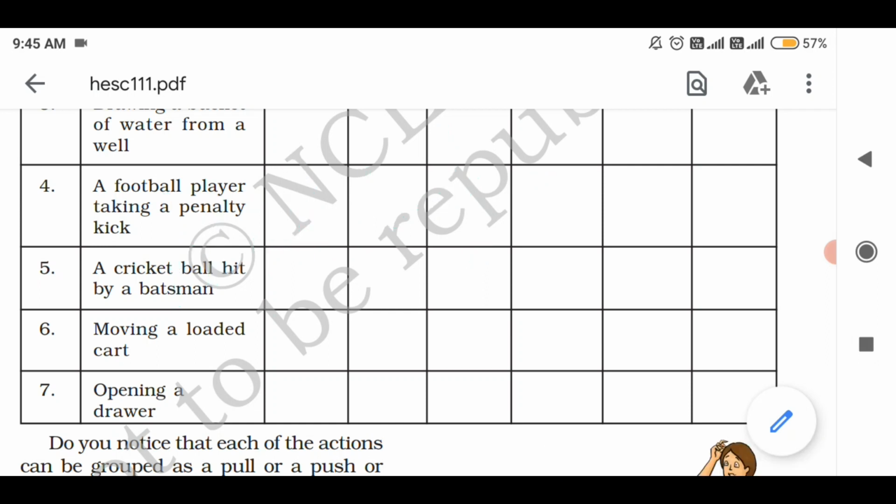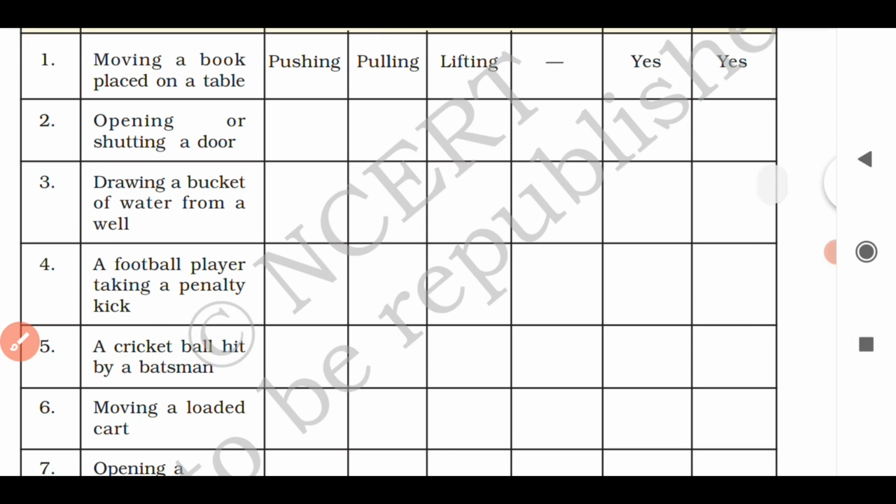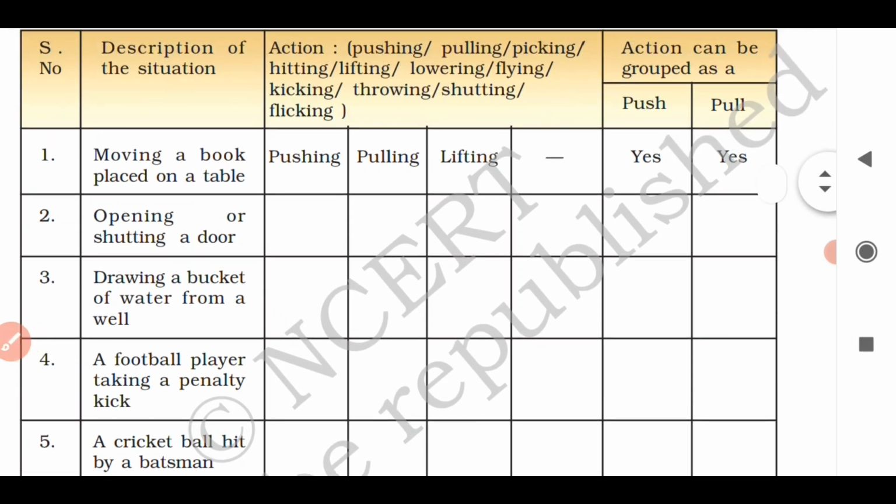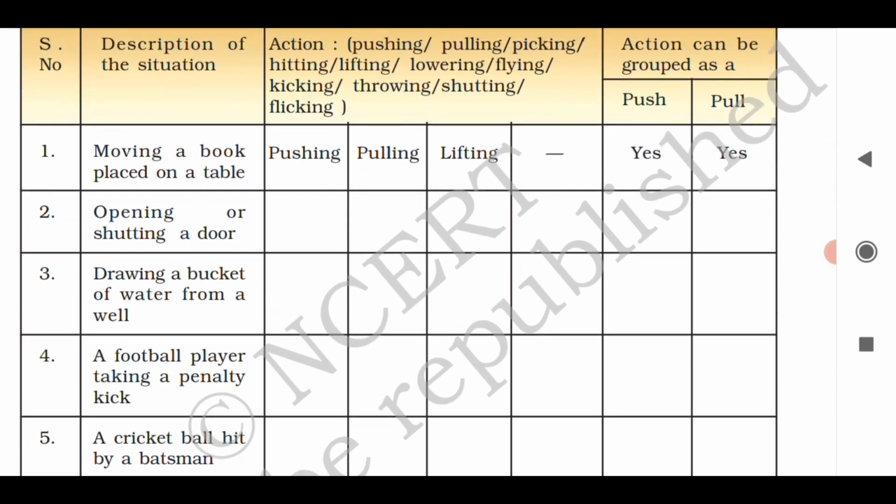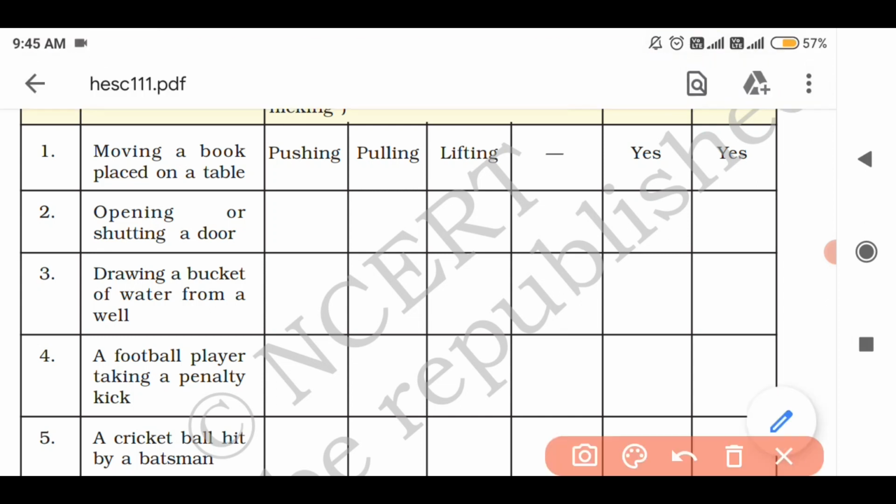So in this situation, actions can be grouped as push or pull. Generally when we hit a football or when we kick a football, which action is involved here? Pushing or pulling? Generally it is pushing. So we can write yes over here. Understood? And pulling is not involved, so we can write no over here. Clear?